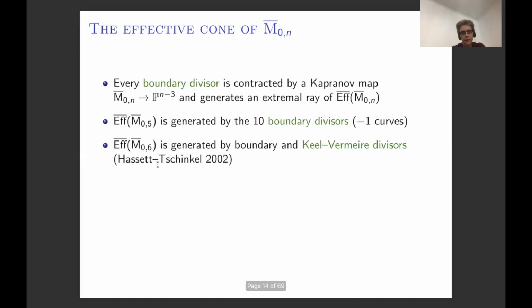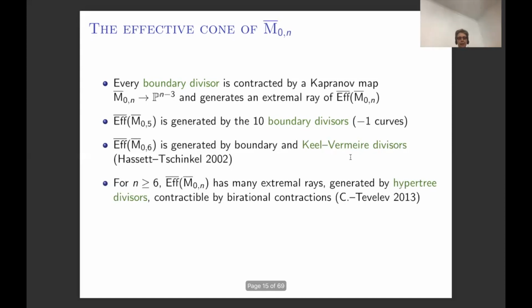This is a result of Hassett and Tschinkel. It should be noted that there are 15 Keel-Vermeire divisors, but up to the S_6 symmetry, there is just one. So the picture is relatively simple. However, when n is larger than 6, we can generalize this construction of Keel and Vermeire. So with Gena Tevelev, we constructed something we called a hypertree divisor.